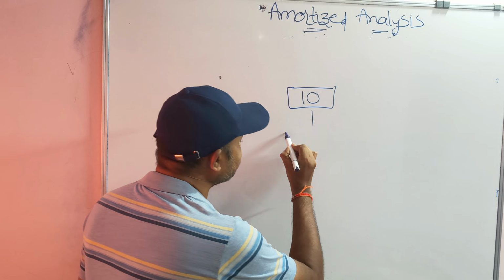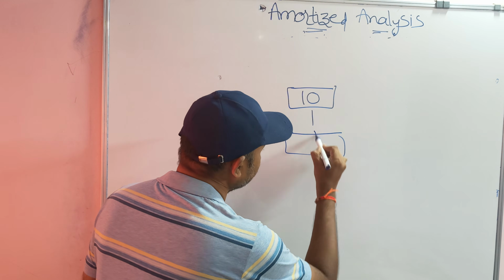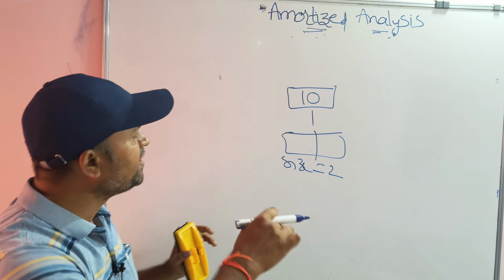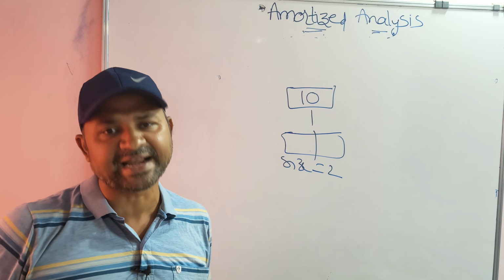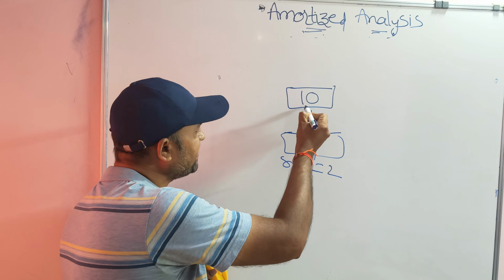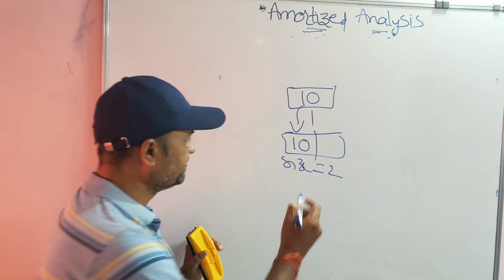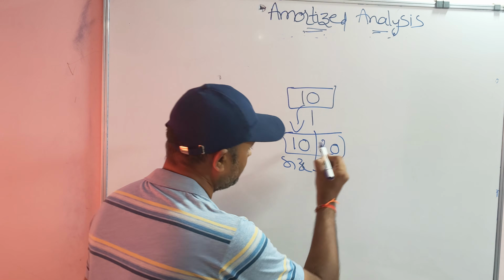Previously the array size is 1. If we double, then the size will become 2. Now we have to copy the previous array element. What is the previous array element? 10. So let us copy 10. Now insert the element. Let us insert 20.